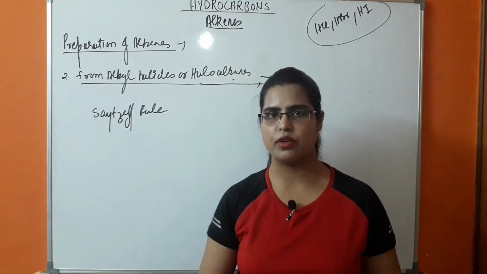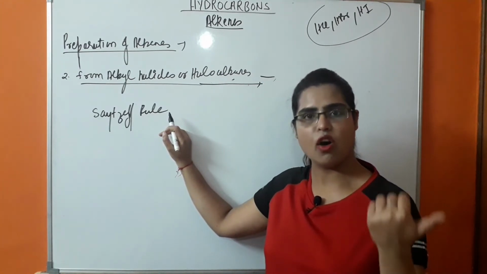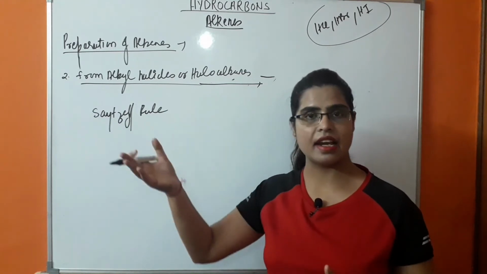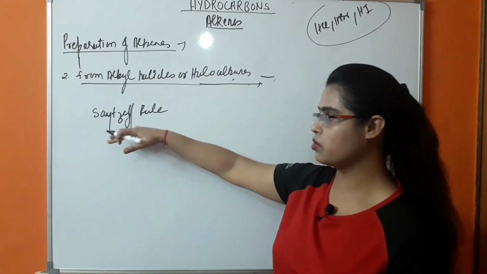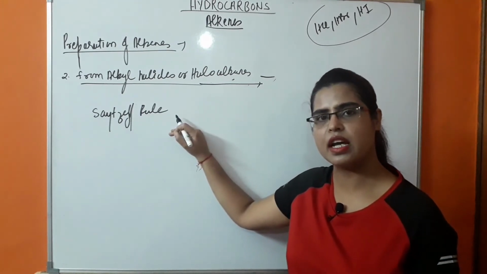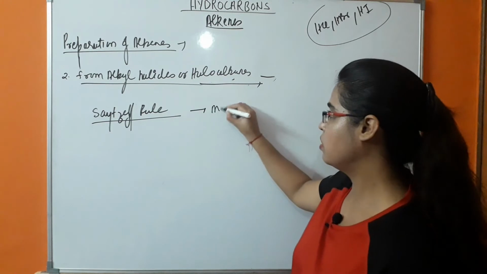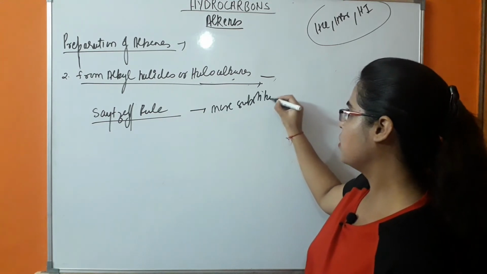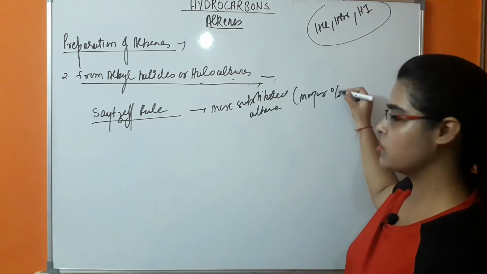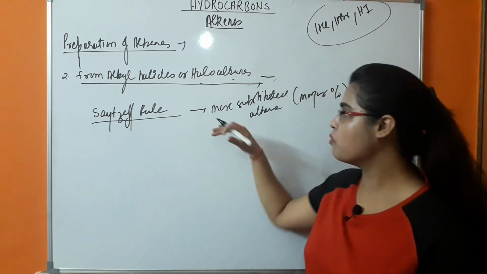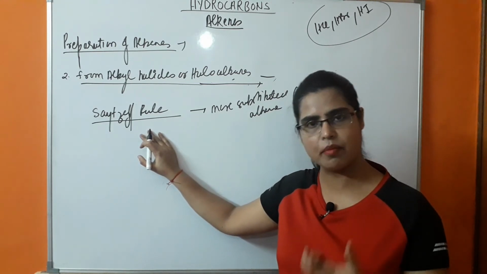dehydrohalogenation. The first example of dehydrohalogenation is the Saytzeff rule. The second example is Hofmann elimination, which will be studied in alkyl halides in the 12th class. In this chapter, that is in 11th class, we will study the Saytzeff rule. In this case, the more substituted alkene will be formed in the major percentage, major concentration. It means a mixture of alkenes will be obtained.